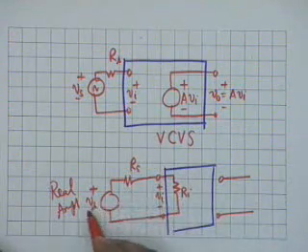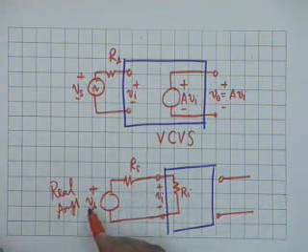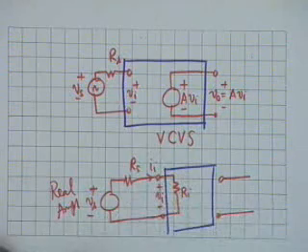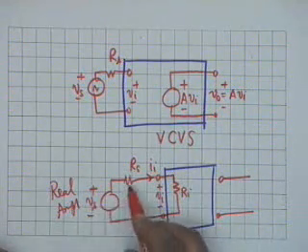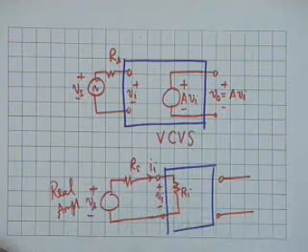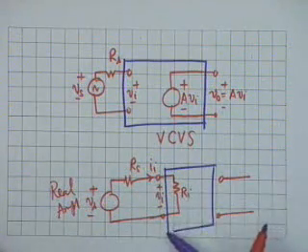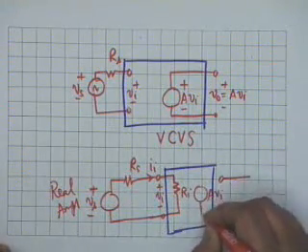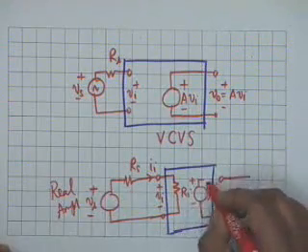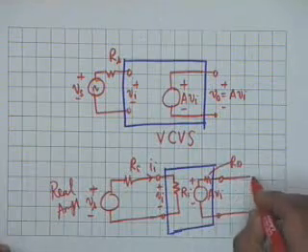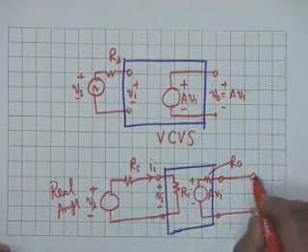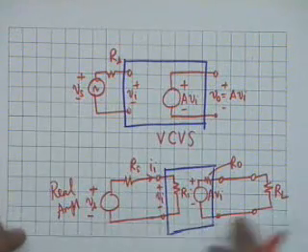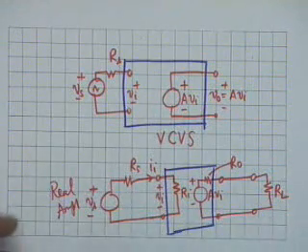Now you see Vi is no longer equal to Vs because there is a drop in Rs, and the current taken here is no longer equal to 0. It is given by Vs divided by Rs plus Ri. And the output is a voltage controlled voltage source A Vi, but it does not come with an internal resistance of 0, it comes with an internal resistance of R0, and these are my load terminals to which I can connect a load RL. This is the picture or the model of a real amplifier.